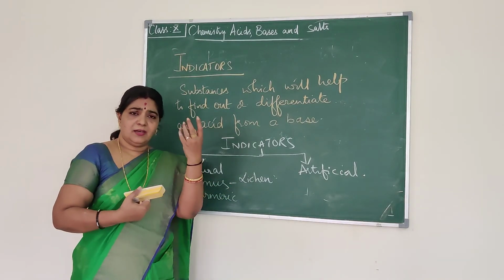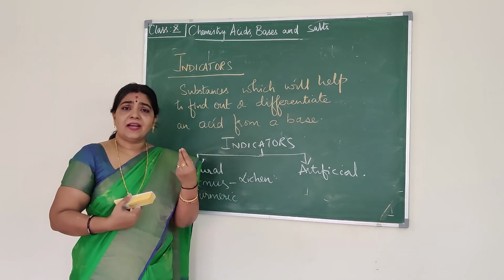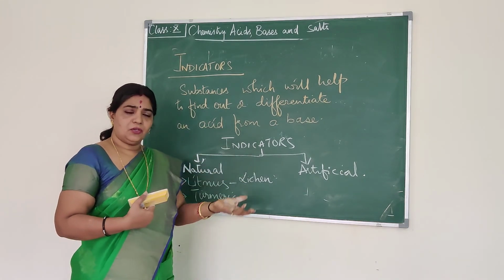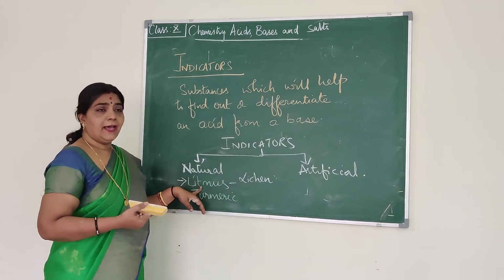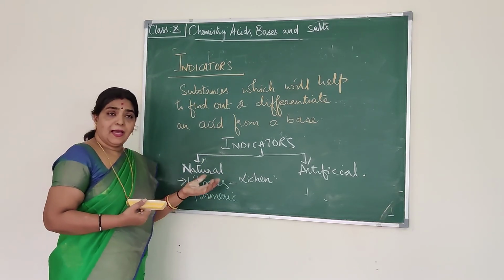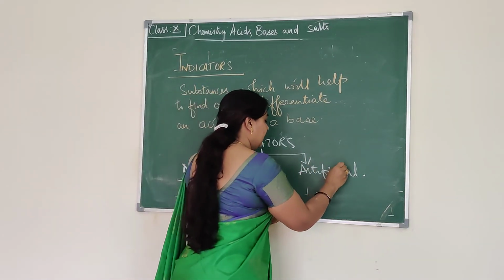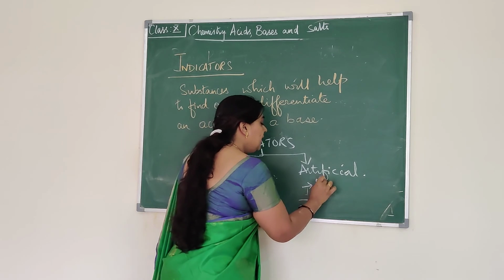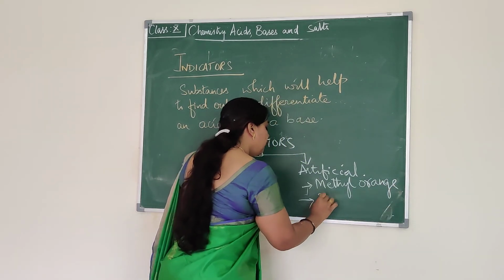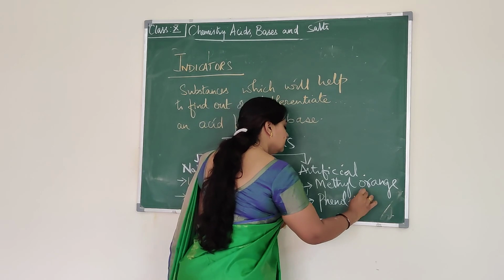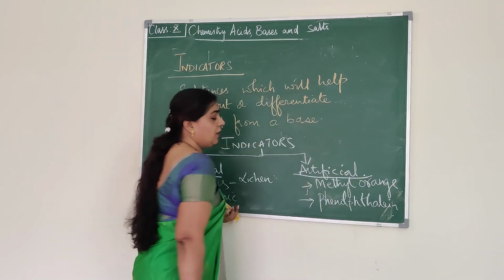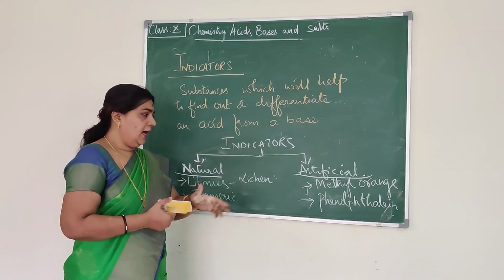From that plant they extract a purple color dye. A purple color dye is obtained from lichens, that is used either on a paper or as a solution. So that will help us to identify an acid from a base, and turmeric will also help us to identify an acid from a base. Coming to artificial indicators, we have something called methyl orange and phenolphthalein. Okay, these are the artificial indicators. Methyl orange and phenolphthalein are the artificial indicators.